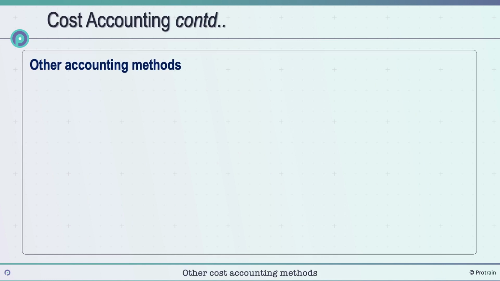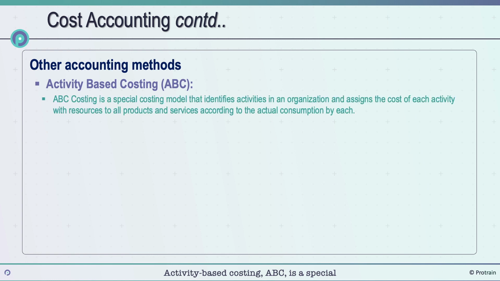Other cost accounting methods. Activity-based costing. While classifying costs in accordance with the general ledger breakout is a common practice, this approach does not generally provide the visibility needed to manage the work or to make informed forecasts of the cost of new jobs. Activity-based costing, ABC, is a special costing model that identifies activities in an organization and assigns the cost of each activity with resources to all products and services according to the actual consumption by each.